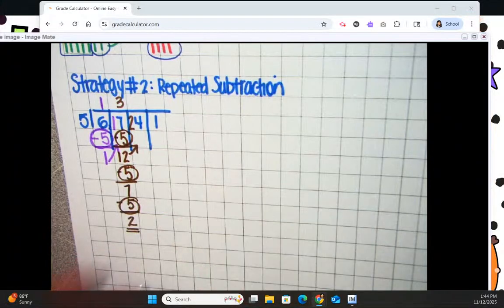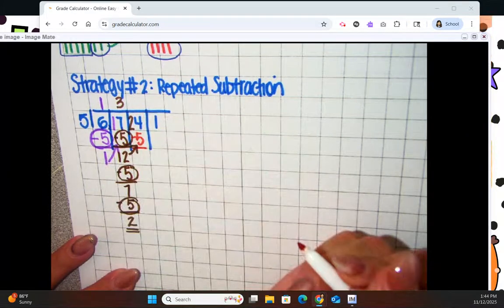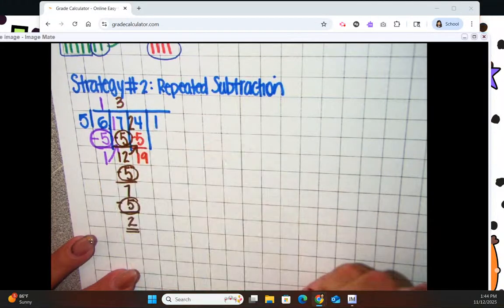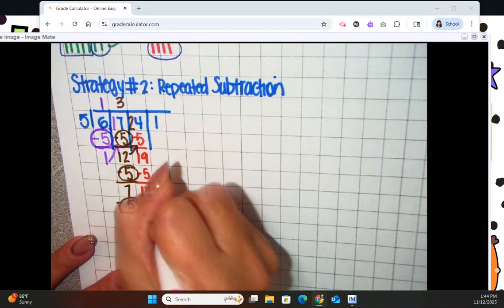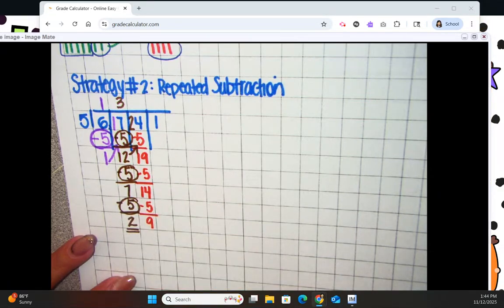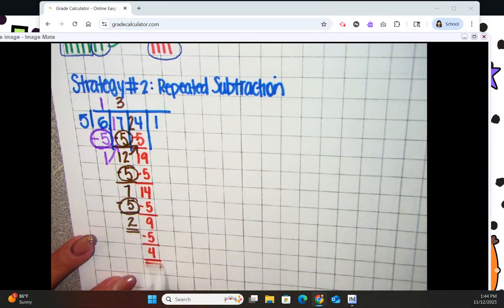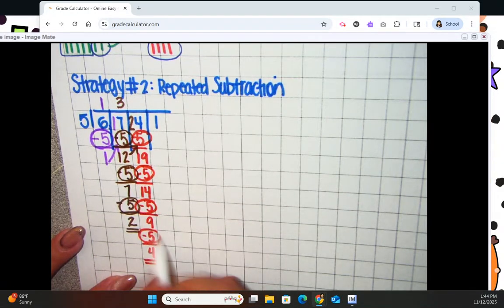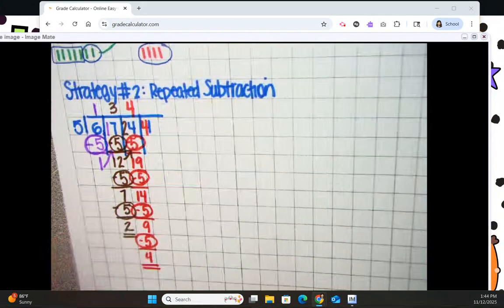Okay, if I have 24, can I make a group of 5? Several groups of 5. How much is 24 minus 5? 19. Can I make another group? How much is going to be left? Can I make another group? How much is going to be left? Can I make another group? How much is going to be left? Can I make another group? No. So let's see how many groups I made. 1, 2, 3, 4 groups. And I had 4 sticks left over.